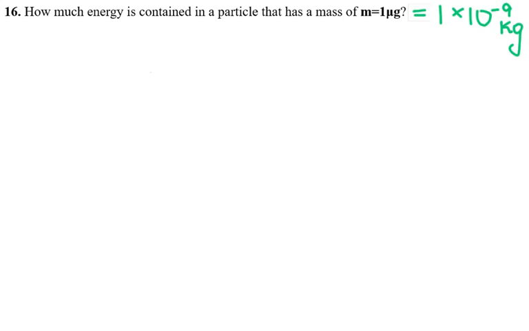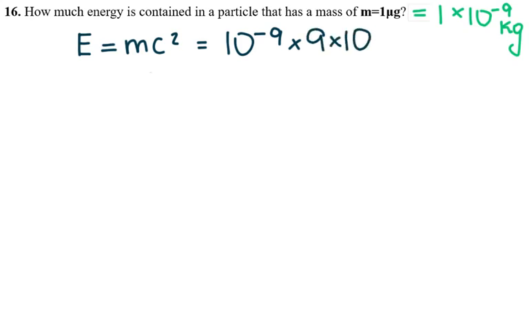And when they give you this type of question, they usually ask for the rest energy, and the rest energy is equal to mc squared. So the mass is 10 to the negative 9 kilogram, and times c squared is 3 times 10 to the 8, and all of that squared, which is 9 times 10 to the 16. So the energy is equal to 9 times 10 to the 7 joules.